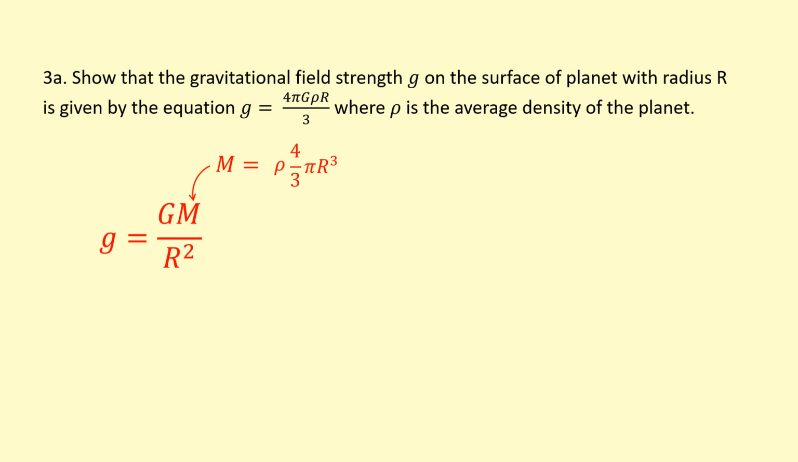If I put that into the equation, now I can cancel out a bunch of things. There's an r cubed at the top and an r squared at the bottom, so we can cancel out the r squared, and one of the three r's at the top cancels out, and that gives us the equation that we're looking for.